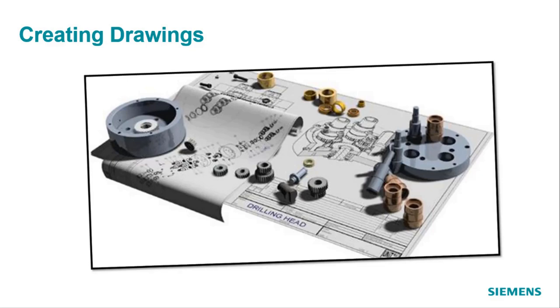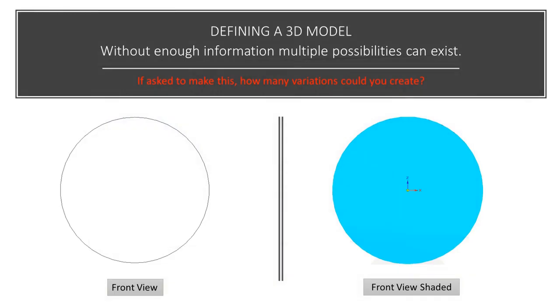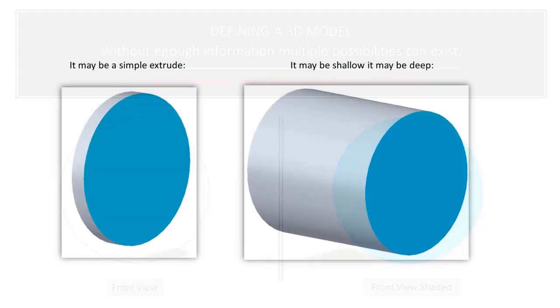Creating drawings. Defining a 3D model in 2D. Without enough information, multiple possibilities can exist for the part below. If I asked you to make this, how many variations could you create?